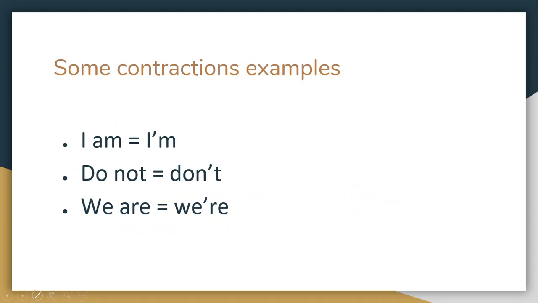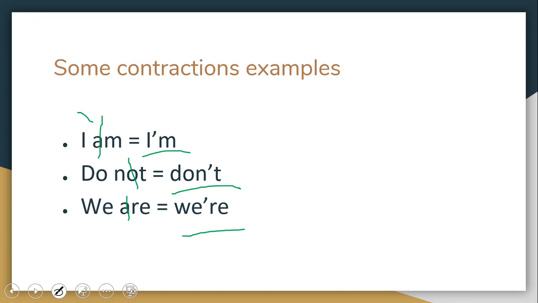So like I was saying, let me just get my pen here. When we have the words I am, we just get rid of the letter A, and we put the apostrophe. So now it's I'm. For do not, we get rid of the O and make that the apostrophe, and now we have the word don't. For we are, we get rid of the letter A and put the apostrophe. Now we have the word we're. All right? Hopefully this is going to be super easy for you, and we can continue on.